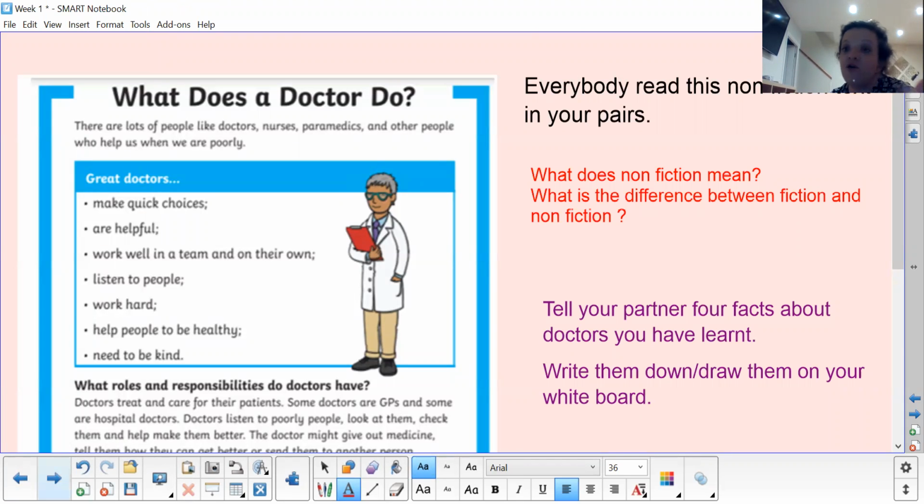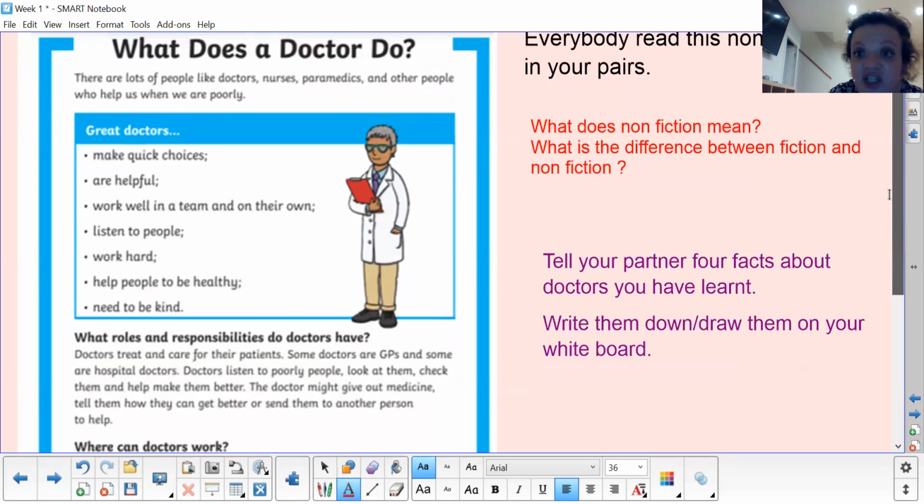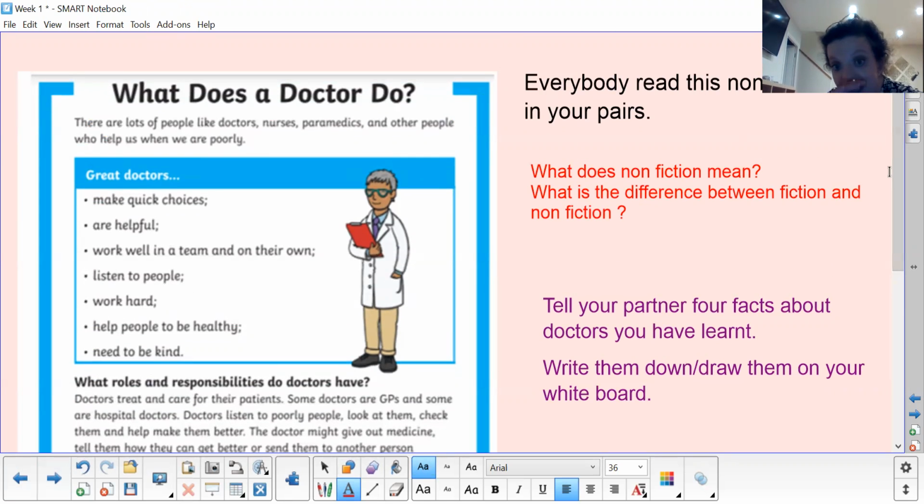So we can't obviously read this in pairs like we would do in class, but I'm going to read you the text today, and then we're going to have a bit of a discussion about it. So this is a non-fiction text, so I'm going to read it, and as I'm reading it, see if you can think about what non-fiction means and what's the difference between fiction and non-fiction.